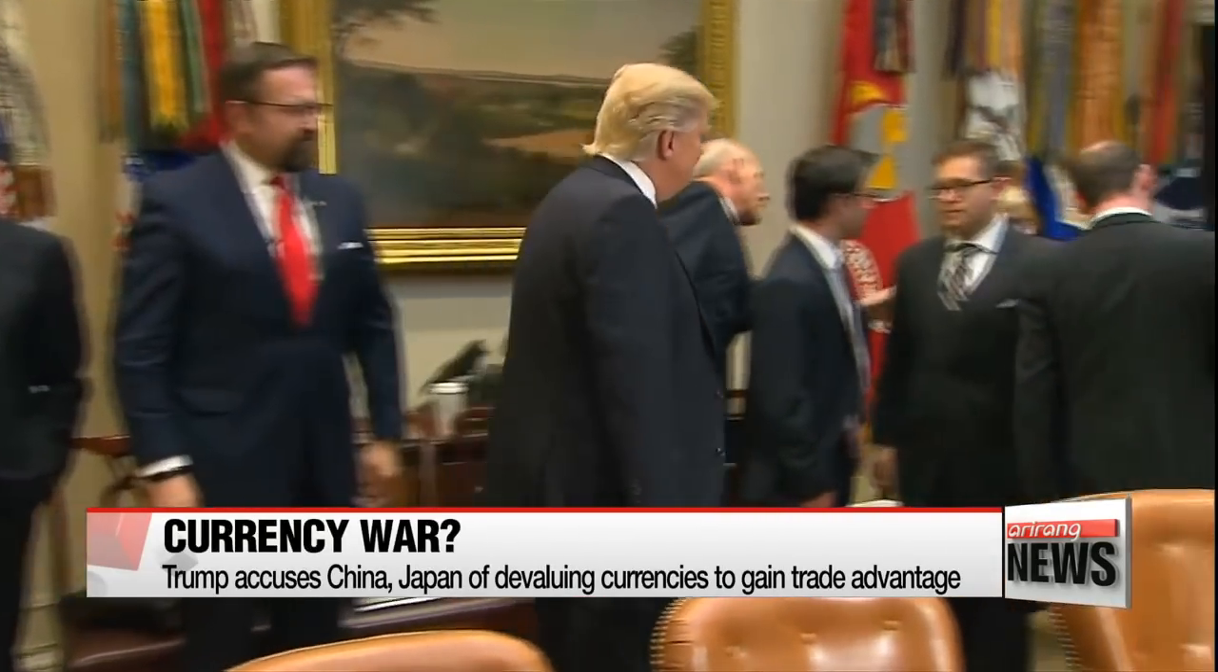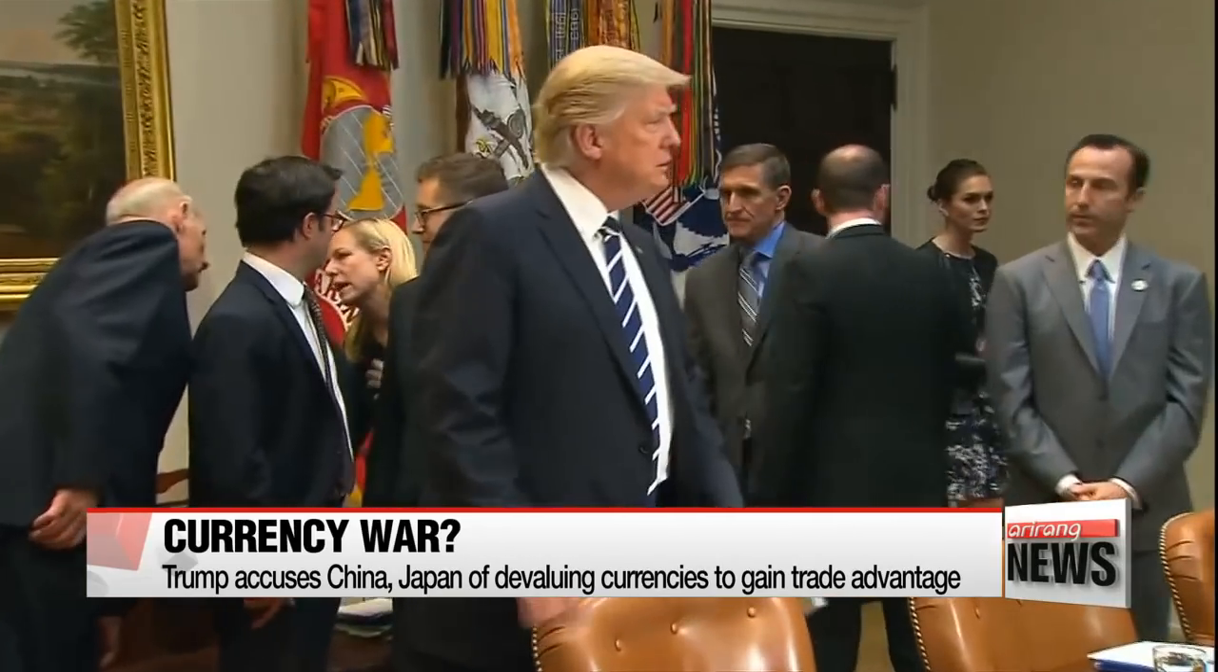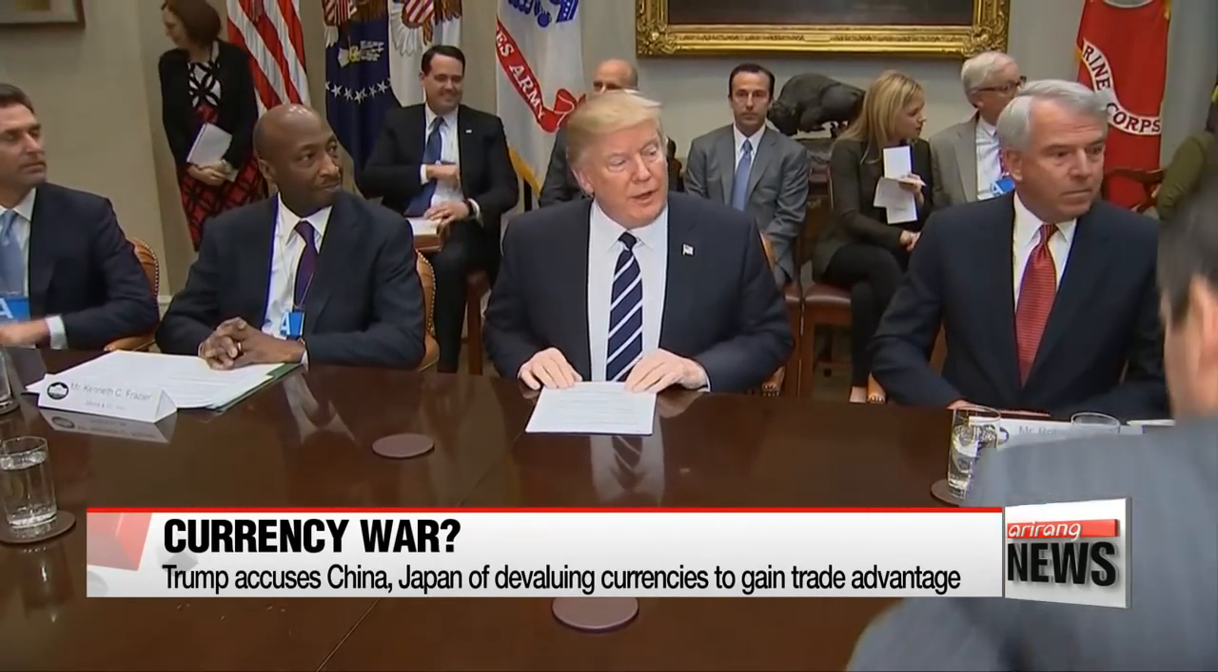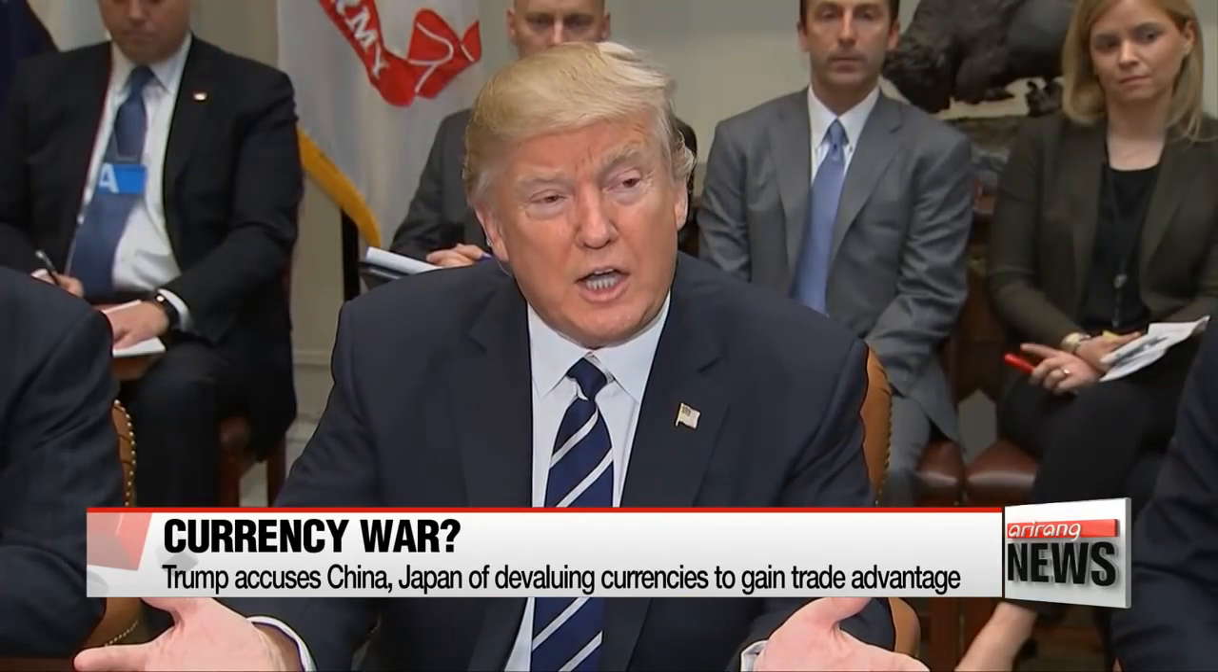Two weeks into his presidency, Donald Trump is hitting his campaign issues one by one. This time, it could be a currency war. President Trump on Tuesday accused Japan and China of devaluing their currencies to gain a trade advantage against the U.S. "You look at what China's doing, you look at what Japan has done over the years. They play the money market, they play the devaluation market, and we sit there like a bunch of dummies."